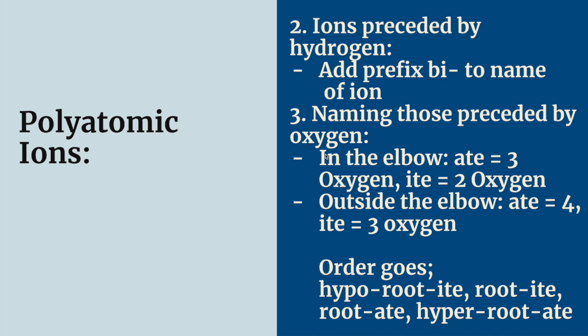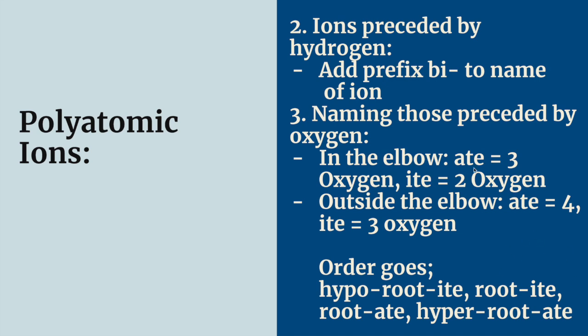For an example of an element that's in the elbow, we have nitrogen. So nitrate has 3 oxygen because it's inside the elbow, and hypernitrate has 4 oxygen because you add 1 to this 3. Then nitrite has 2 oxygen, and hyponitrite has 1 oxygen. So that's just NO because you subtract 1 from this 2.